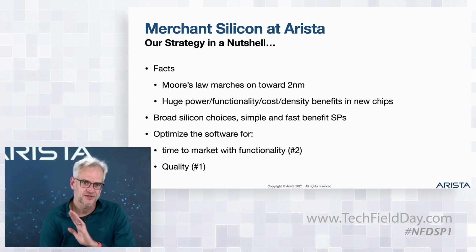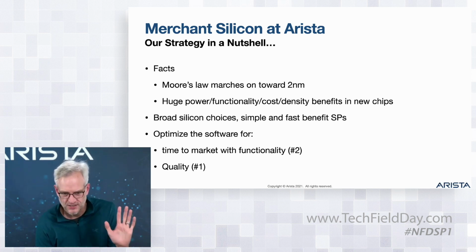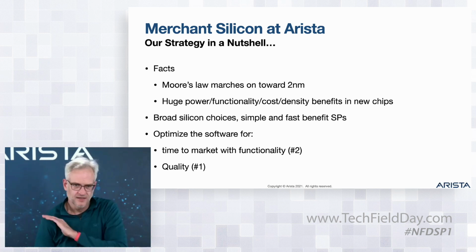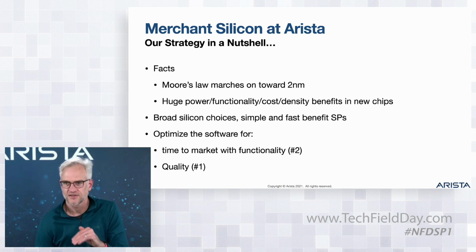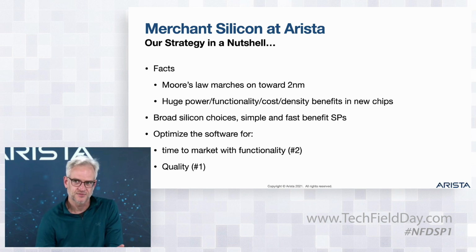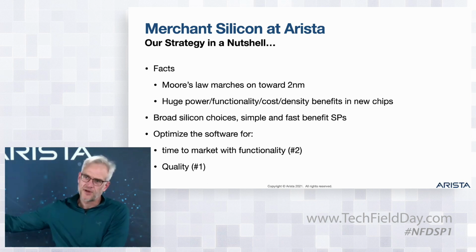This is my final slide here. Merchant silicon and Arista, here's our strategy in a nutshell. The underlying fact is that Moore's law is charging along. TSMC has announced a 2 nanometer process in 2025. Merchant silicon is about 3 years behind the cutting edge of TSMC. So we have a roadmap out to 2028 or so.